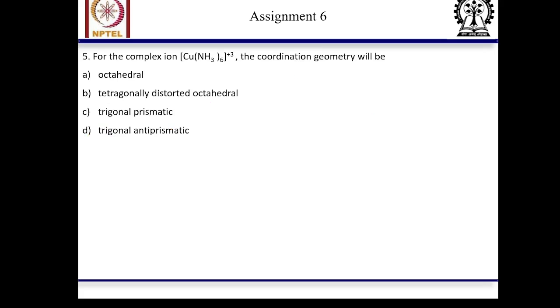For the complex Cu(NH3)6 3+, the coordination geometry will be? What is the geometry for this?